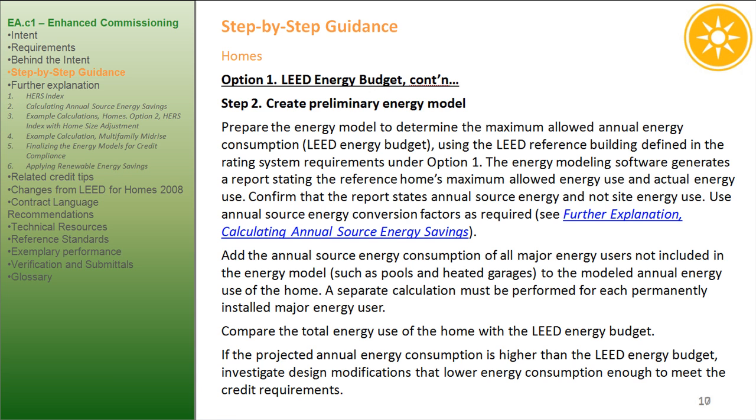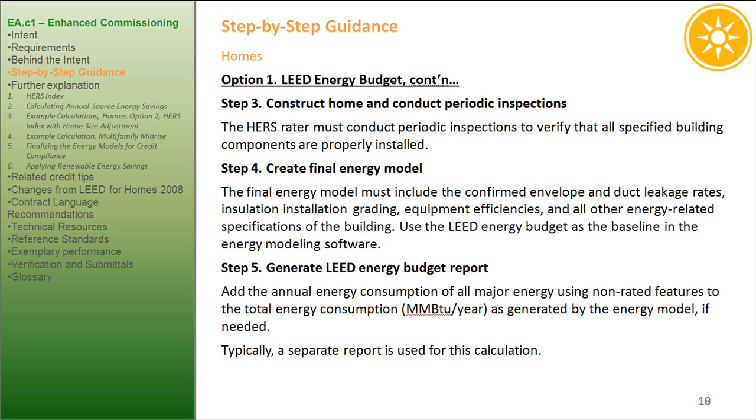If the projected annual energy consumption is higher than the LEED energy budget, investigate design modifications that lower energy consumption enough to meet the credit requirements. Step 3. Construct home and conduct periodic inspections. The HERS rater must conduct periodic inspections to verify that all specified building components are properly installed.